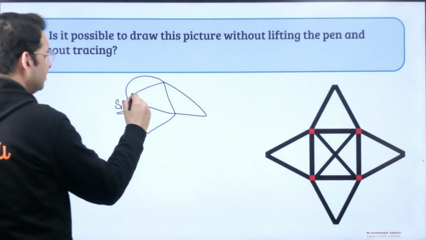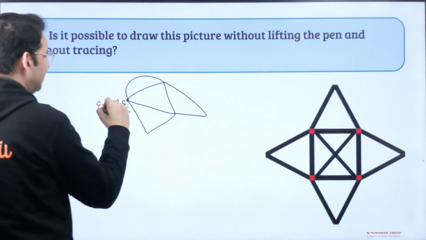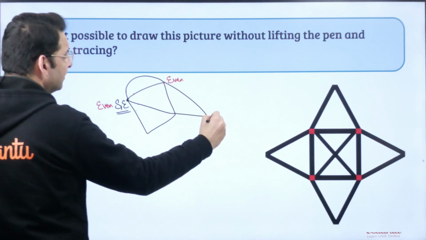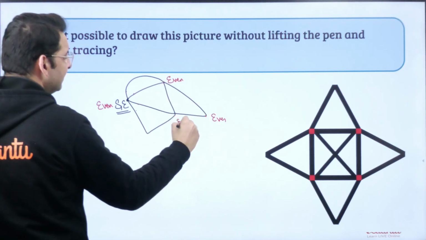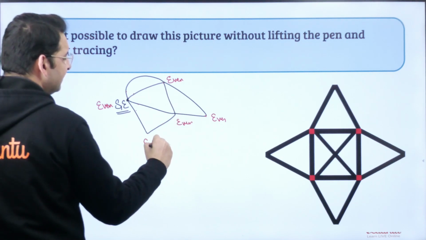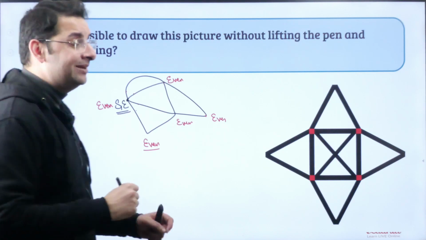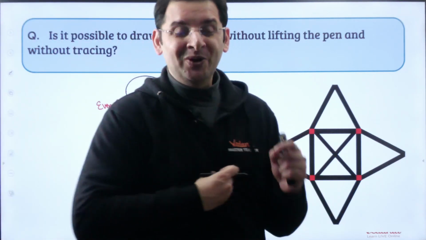यहाँ पर 1, 2, 3, 4. So this is an even node. 1, 2, 3, 4, even node. 2, even node. Even node. Even node. तो यहाँ पर if the starting and ending points are same, all the nodes are even. All the nodes are even.